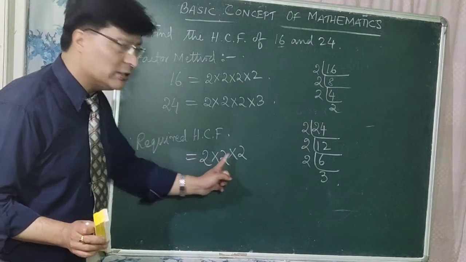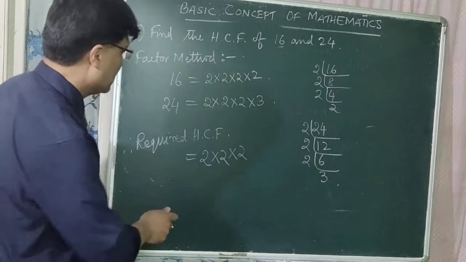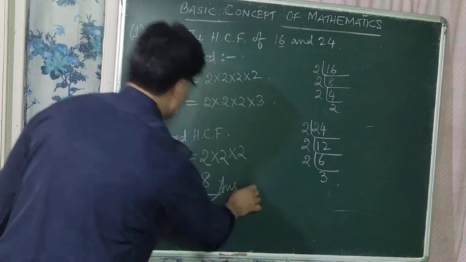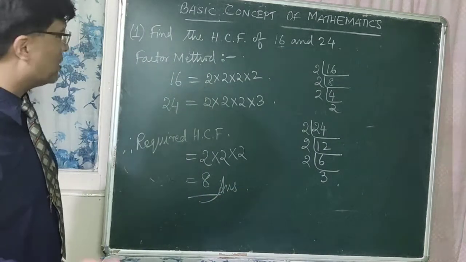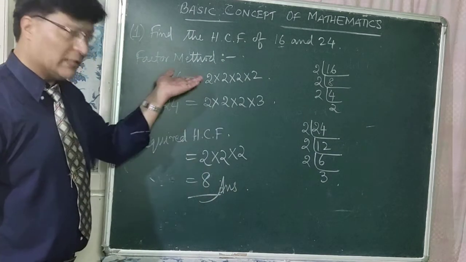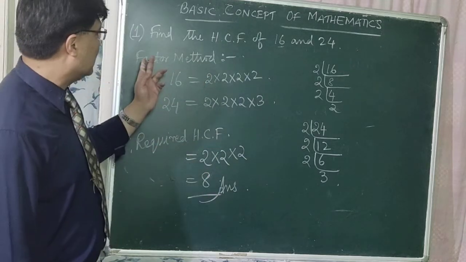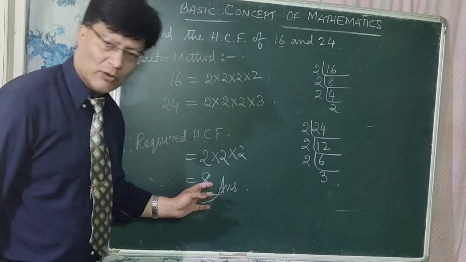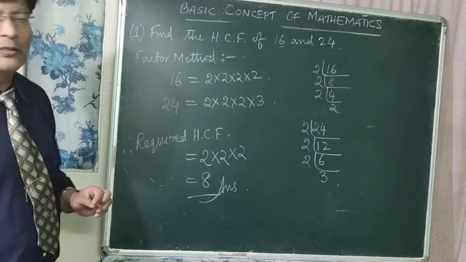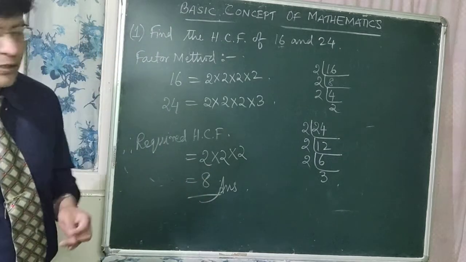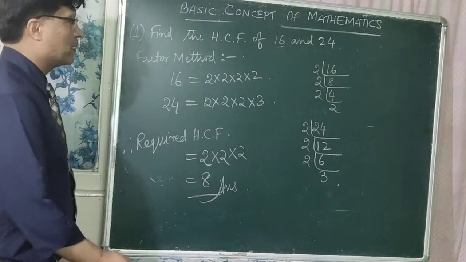That is 2 into 2 into 2. Right? So 2 2s are 4, 4 2s are 8. So required HCF is 8. So we have got the same answer. In the division method also we got 8, and in this factor method we also got 8. So these are the two methods for finding out the HCF of some given numbers, right?